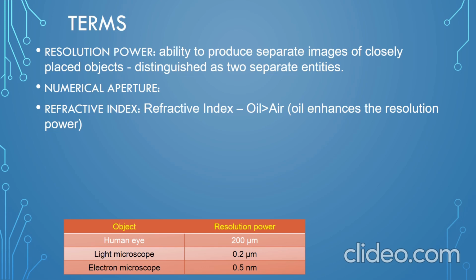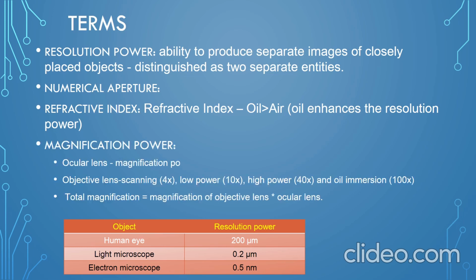If you are seeing in low power, that is the 10x objective lens, then your total magnification is equal to 10 multiplied by 10. The first 10 is the magnification of your objective lens, 10x, and the second 10 is the magnification power of the ocular lens. So the total magnification is equal to 100 times. You are magnifying the original image. When you see it under oil immersion, the total magnification power is equal to 1000 times. The magnification alone is not enough. We need the resolution. Resolution means how clearly the adjacent cells or images can be seen.